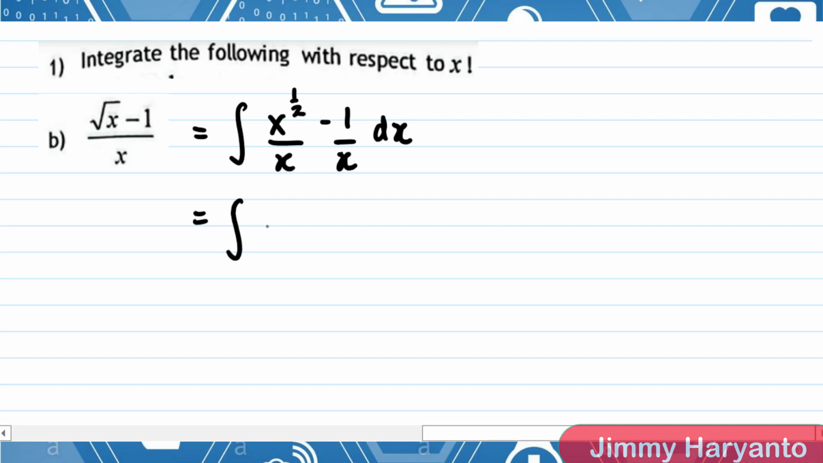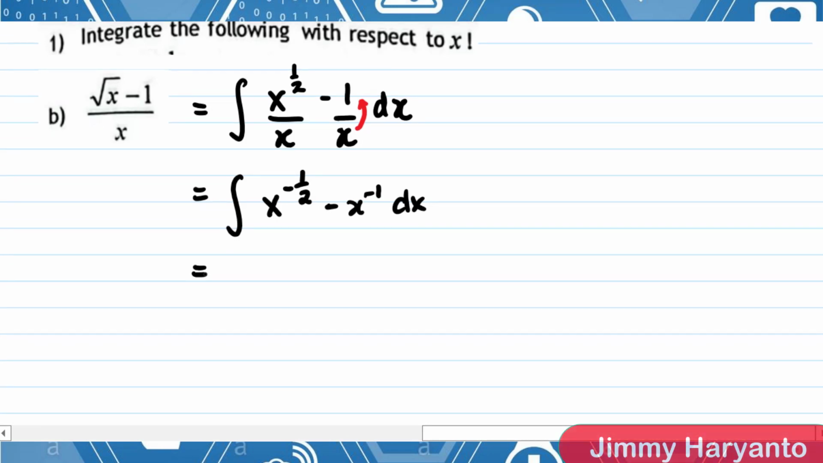So we can divide them one by one. For the first one, I will have x to the power of negative half. For the second one, move the x to the top, so you'll have x to the power of negative 1, and then dx. Okay, next is to integrate. You have to add 1 to the powers, negative half plus 1. That means it will become half. And if you have the power of half, that means your denominator will be half also.